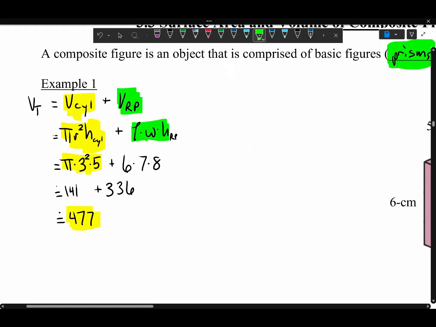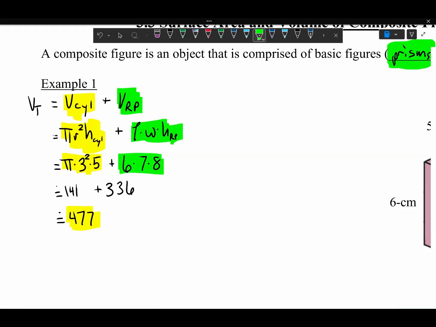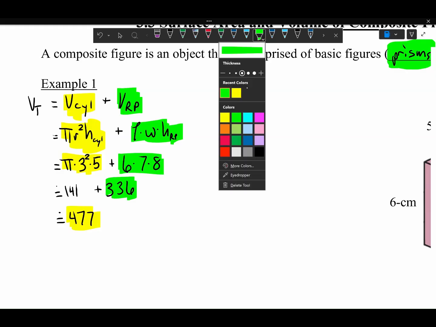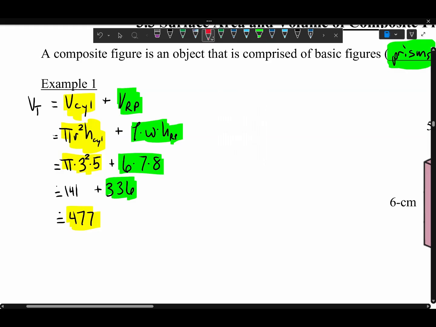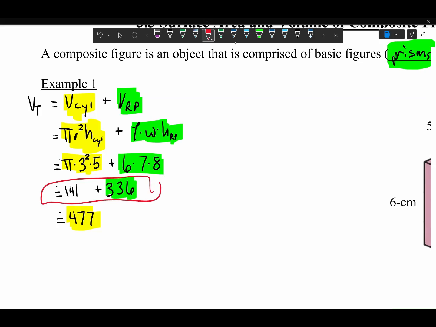Okay, so I'm working with length times width times height of the rectangular prism. I substitute in my values. It does not matter which one's which right there. I calculate that is 336. Again, this middling step right here, this is optional. I don't necessarily need to show that. And final answer, 477. Right now, I want you to take 5 seconds.